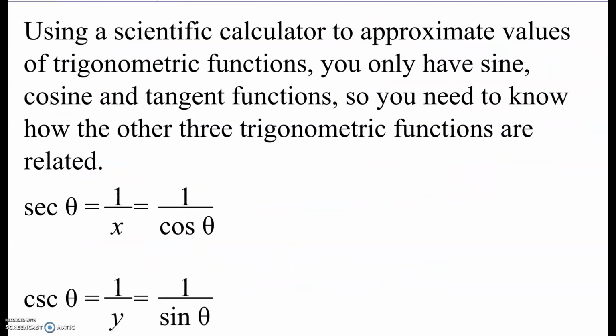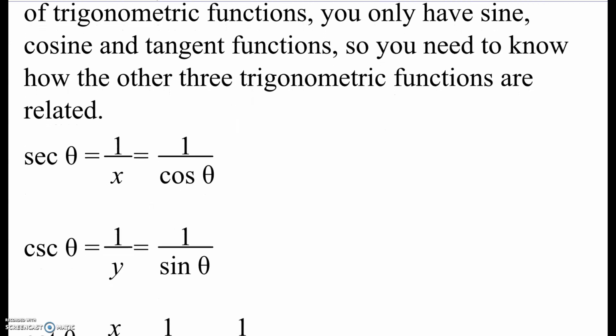So the unit circle is great for certain values. However, sometimes we need to use a calculator to get an approximation. And one of the problems is most scientific calculators, including the Texas Instruments graphing calculator, only have the functions sine, cosine, and tangent. So in order to calculate secant, cosecant, and cotangent, you need to understand the relationship between all of the trigonometric functions.